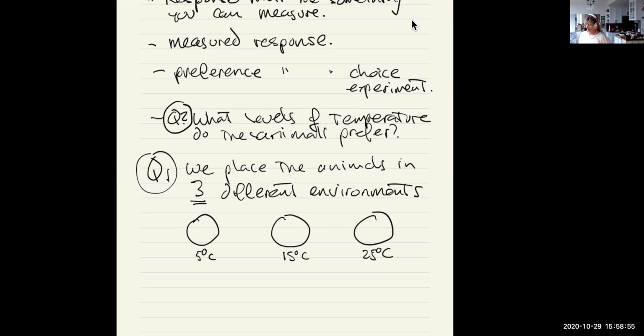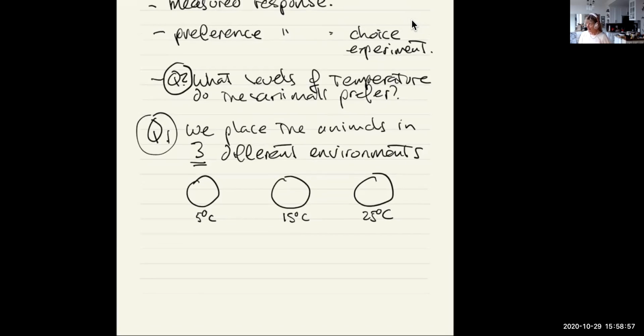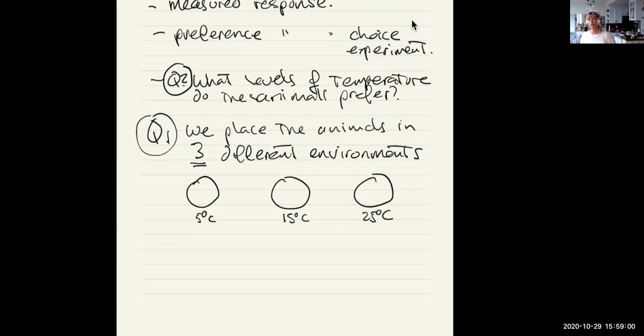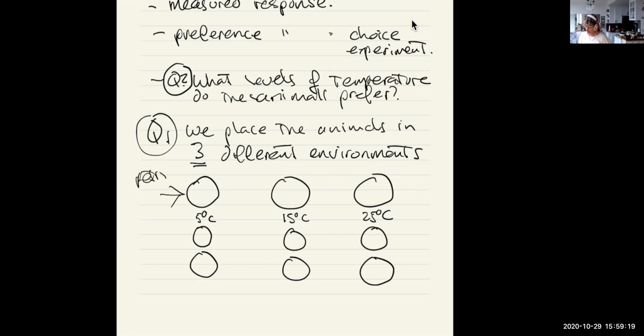3 different environments. One important aspect of experimentation is that we don't just use one sample one time. Instead, we use replicates. So I would recommend that you use at least 3 replicates. These are Petri dishes, by the way. 3 replicates. They each have the different temperatures, so these will all be 5 degrees Celsius.